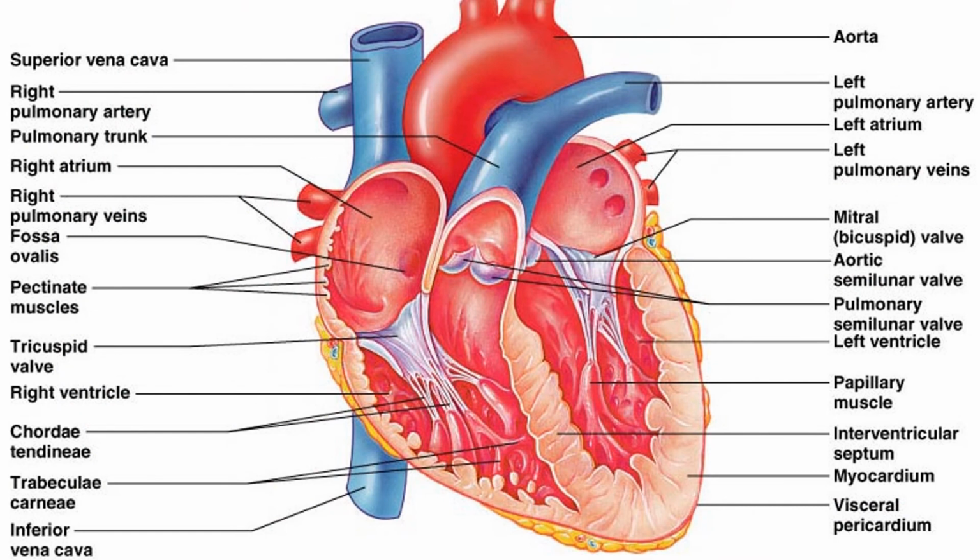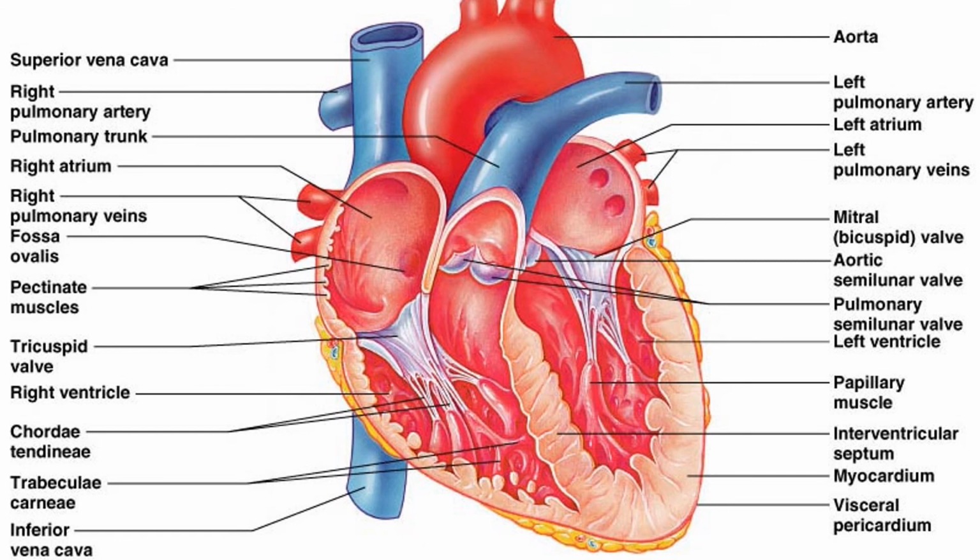So here you've got your photo for the visual learners. You've got the superior and inferior vena cava. Those are the 2 largest veins in the body. And then you have your aorta, which is your largest artery. That branches out into all the rest of the arteries in the body.